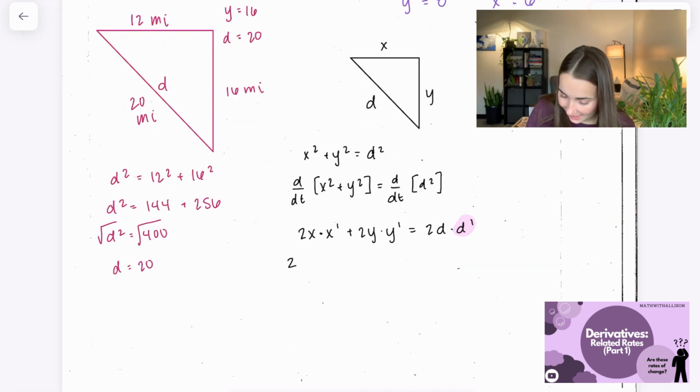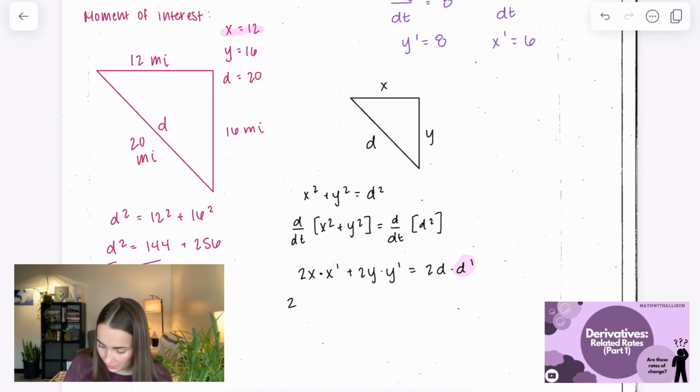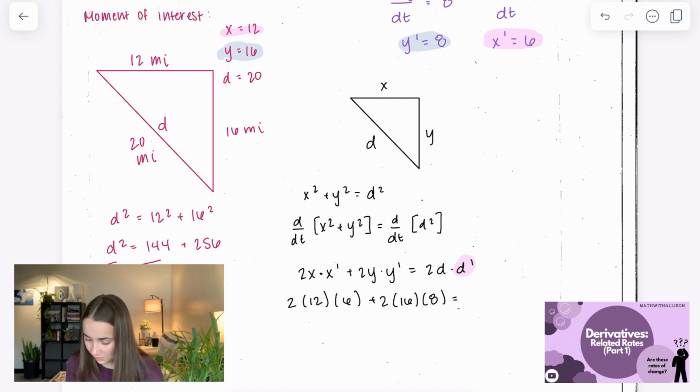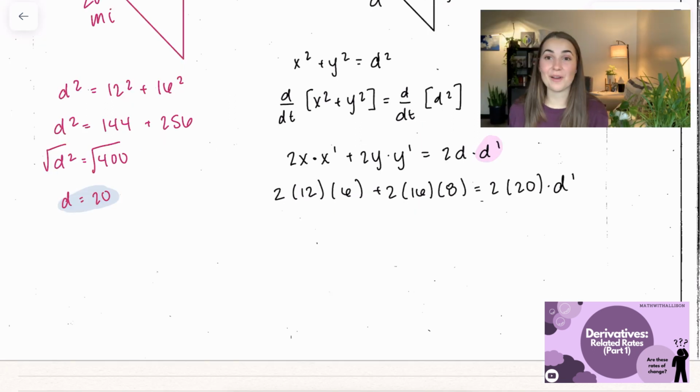So we found that x at the moment of interest was equal to 12, right? And that's written right up here. So we can go ahead and plug that in. So I get 12. And also x prime was the rate at which we were running, which was found right here. And so we can plug that in as 6. So now we do the same thing with our y's. We got y was equal to 16 and y prime was equal to 8. And then distance was what we already solved for, and we got that to be this value of 20 over here. Alrighty, so let's go ahead and simplify this.